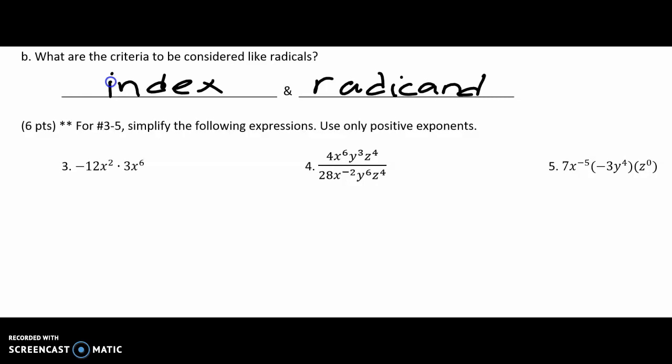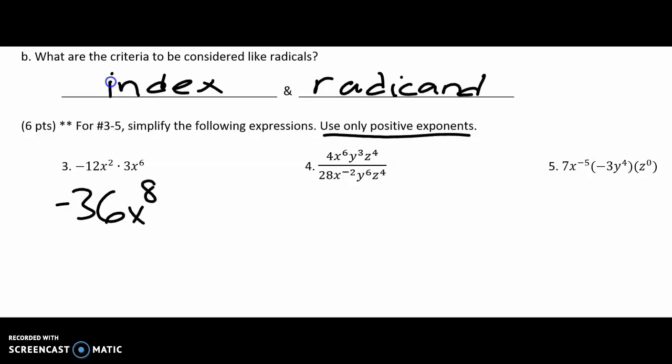Here we go. So the key to this, though, is I see here, use only positive exponents. So that means anytime a negative exponent shows up, I'm going to have to deal with it. I'm going to have to make it positive. So this first one, I've got negative 12 x squared times 3x to the 6th. So I do number times number, variable times variable. So negative 12 times 3 is negative 36. Okay, and x squared times x to the 6th. Remember, that's a property on the top. All we have to do is add our exponents. So that will give me x to the 8th.